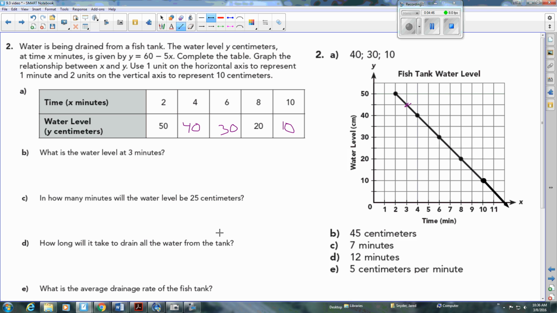And then what is the average drainage rate of the fish tank? In other words, how many centimeters is it losing per minute? So if we go from 2 to 3, it lost 5, and it's going down 5 centimeters per minute.